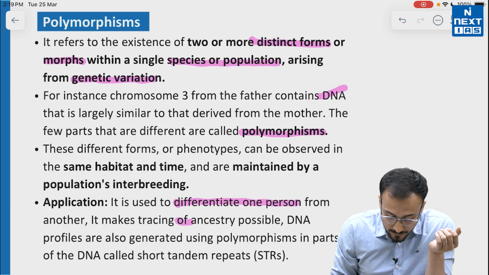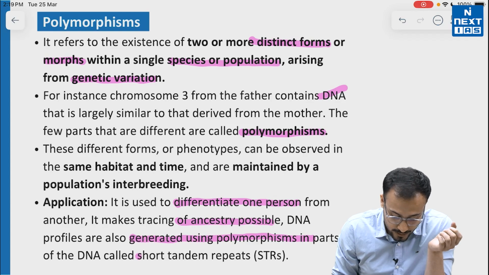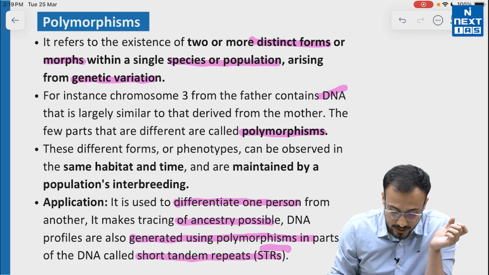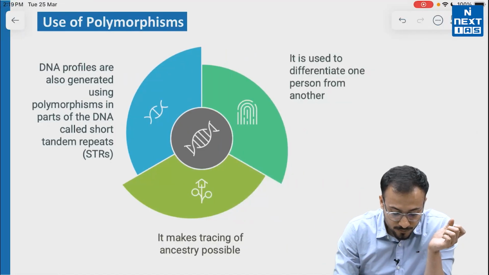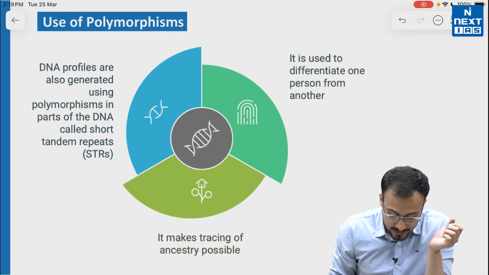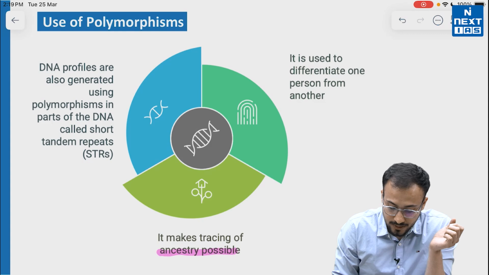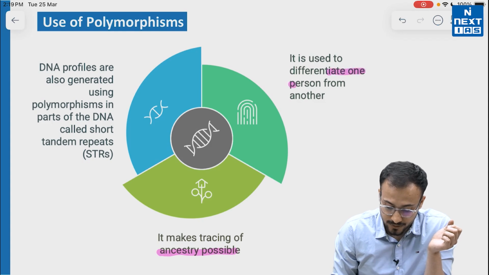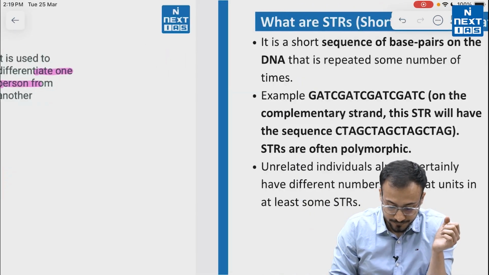It makes tracing of ancestry possible. DNA profiles are also generated using polymorphisms in parts of the DNA called short tandem repeats. So this is again a keyword which can be used. Uses of polymorphism: it makes tracing of ancestry possible, and it is used to differentiate one person from another, as we discussed.